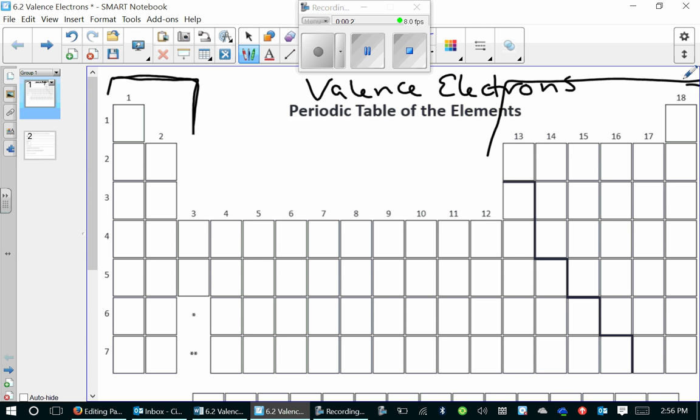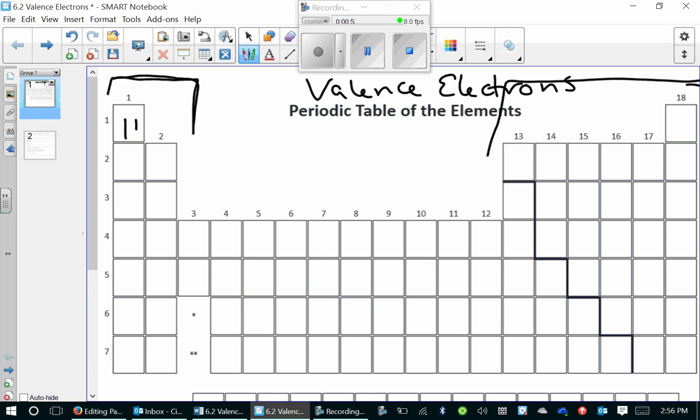All we have to know how to do is to be able to draw these diagrams for groups 1 and 2, 13 to 18. We actually only need the nonmetals found here. So what happens as we go from left to right, as we go along the periods? Groups are up and down, periods are this way. We add one valence electron.